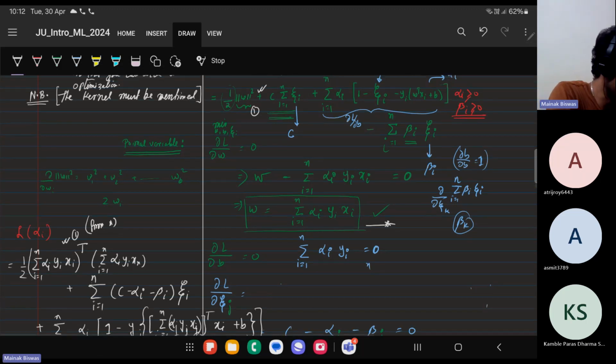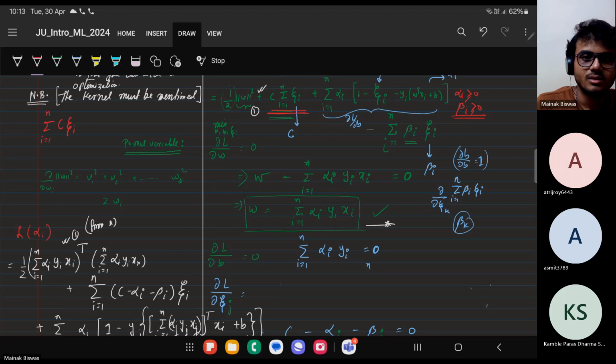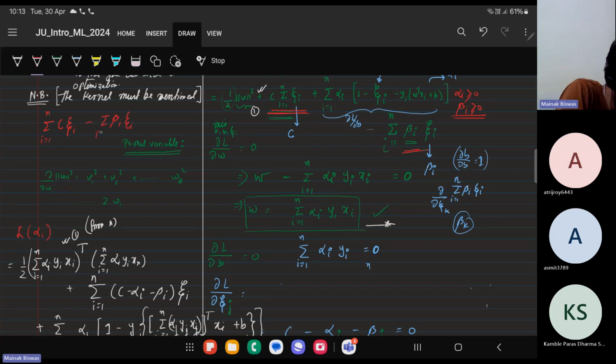Now, the second summation comes from these terms. This term is okay. So I can write this as summation of C into xi i's, i equal to 1 to n, right? Yes. This third-last term I can write as minus beta i xi i's, i equal to 1 to n. And from the third part also I can write i equal to 1 to n, alpha i beta i xi i's, right?